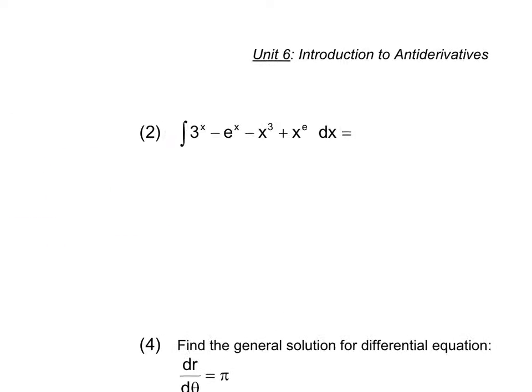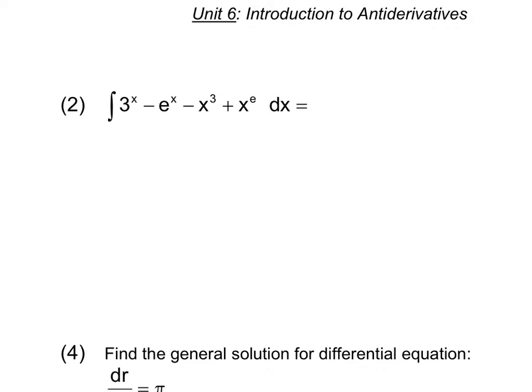All right. In the case of number 2, we have 4 separate functions that we can anti-differentiate. We have 3 to the x, we have negative e to the x, we have x cubed, and we have x to the e power. That x to the e is my attempt at making a trick question, because you see an e in there and it looks like it might be exponential, but it's actually a power function. Well, actually, I don't need the integral sign anymore. We're going to take the antiderivative of each function separately.